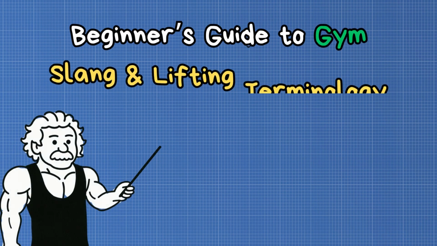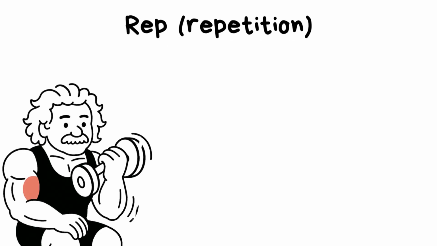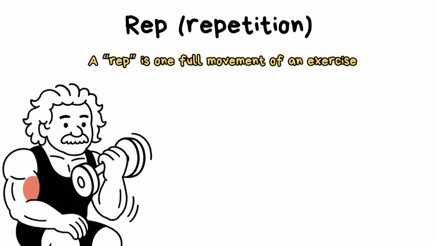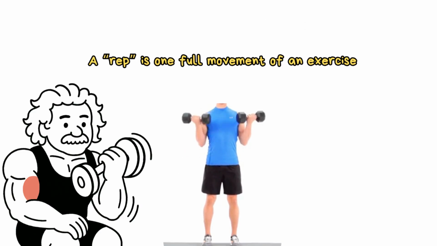Beginner's Guide to Gym Slang and Lifting Terminology, Maromba Style. Rep, repetition. A rep is one full movement of an exercise. Example, in a bicep curl, lifting the weight up and lowering it down equals 1 rep.